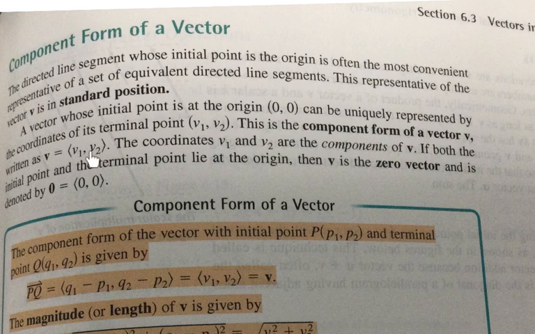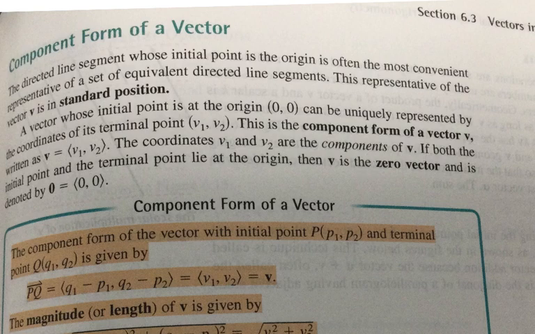So you can see here, instead of using parentheses, they use what looks like sideways V's, almost a less than sign and a greater than sign. What this tells me is I have a vector that starts at the origin and it ends at, this is the x value that it ends, this is the y value that it ends. So that's your standard component form of a vector. It tells me my x component and my y component. The coordinates v1 and v2 are called the components of v.